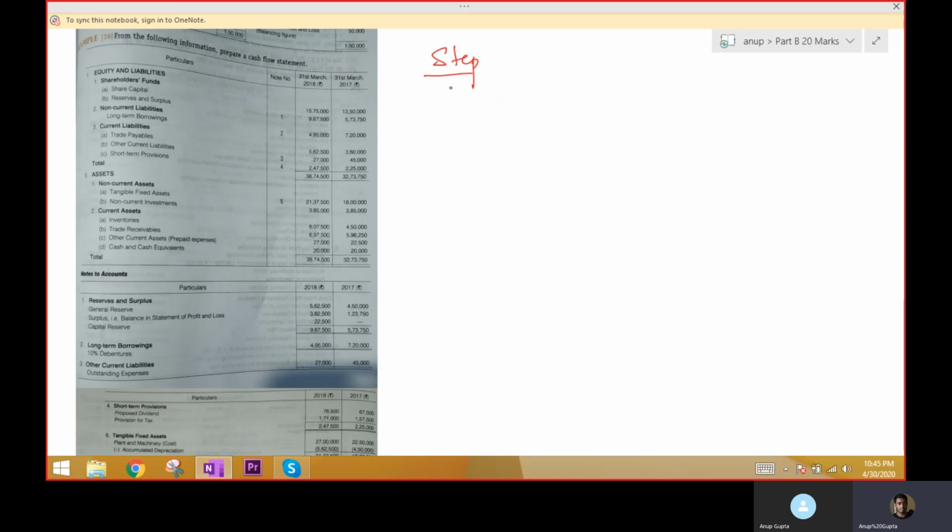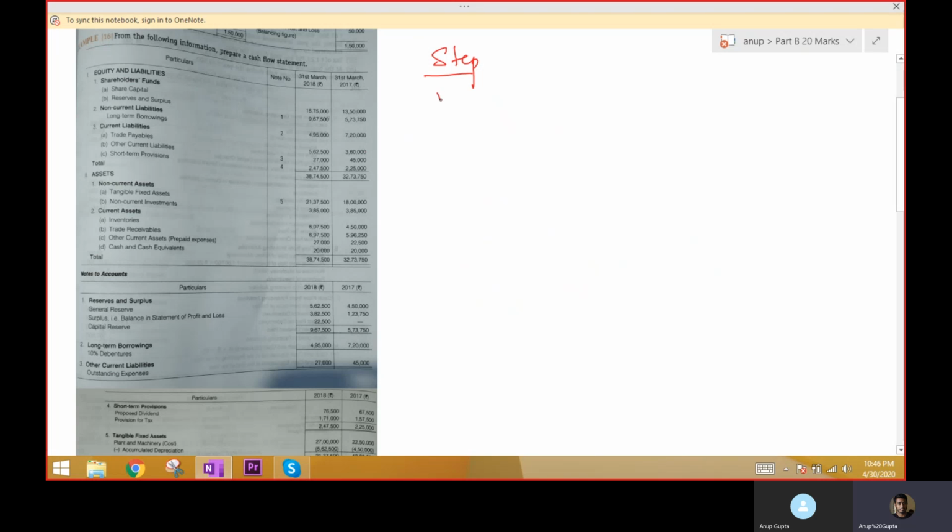For a 6 marks question, you should not spend more than 7 to 8 minutes. This is the maximum time allotted for a 6 marks question. So I suggest you follow the steps. Once you follow the steps, you know what to find and where to look for the information, and finally you'll get the answers. So let us understand the steps first.